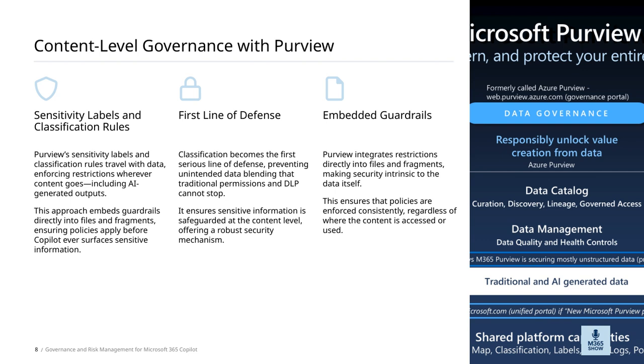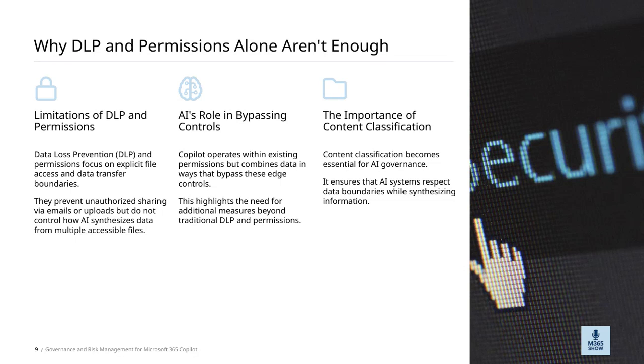They enforce restrictions everywhere the content goes, including AI-generated outputs. So, whether the data is shared internally or used in an AI context, the guardrails are embedded from the start. This means policies are applied proactively, before Copilot even surfaces any sensitive information. In essence, Purview's ability to embed classification and labels directly into files and fragments creates a seamless, consistent, and secure data environment.